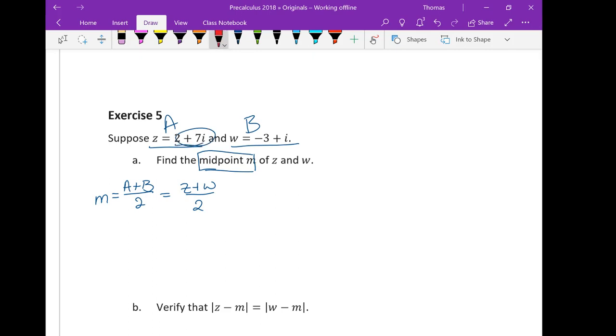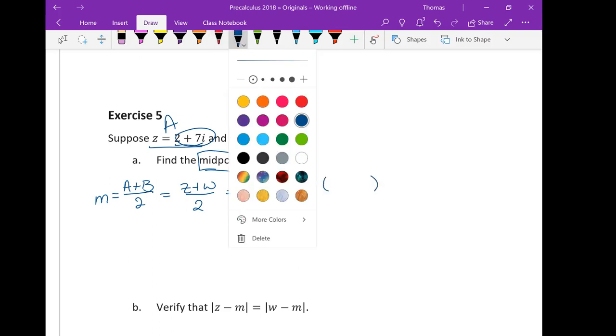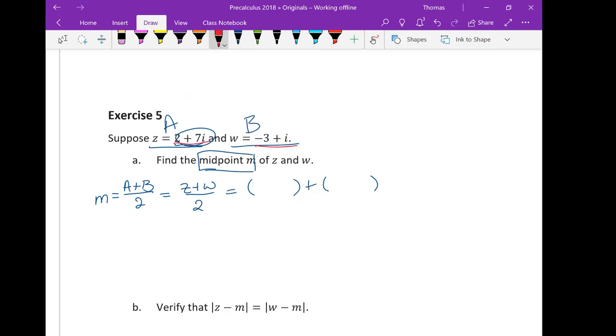And again, when I substitute, I really like to just open up spaces where I'm going to plug my numbers in. That's going to help me keep track of my signs. So I opened up spaces. Now I'm going to plug in z is 2 plus 7i, and w is negative 3 plus i, and it's all divided by 2. So that's all set. We just have to combine our terms and simplify.